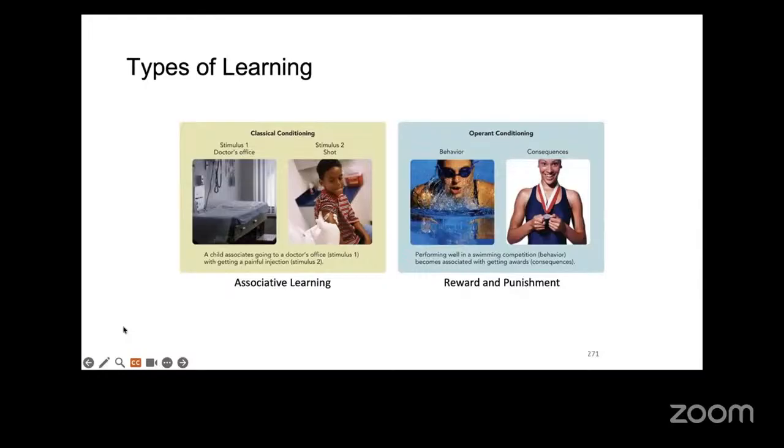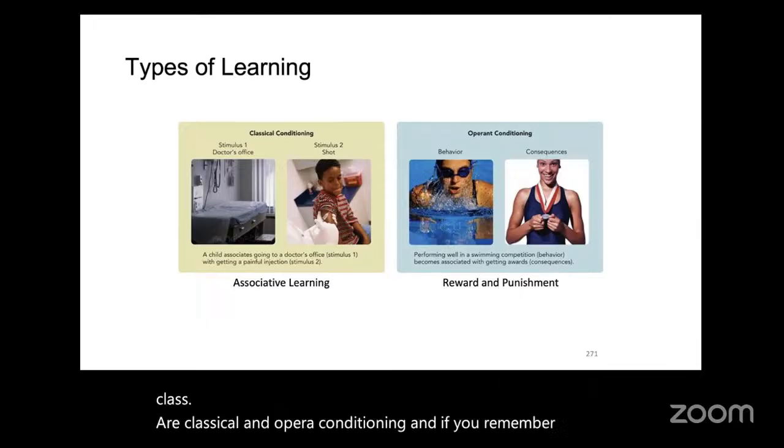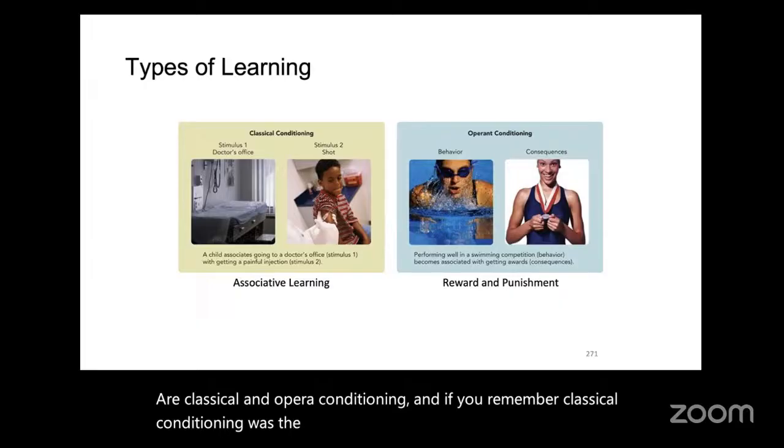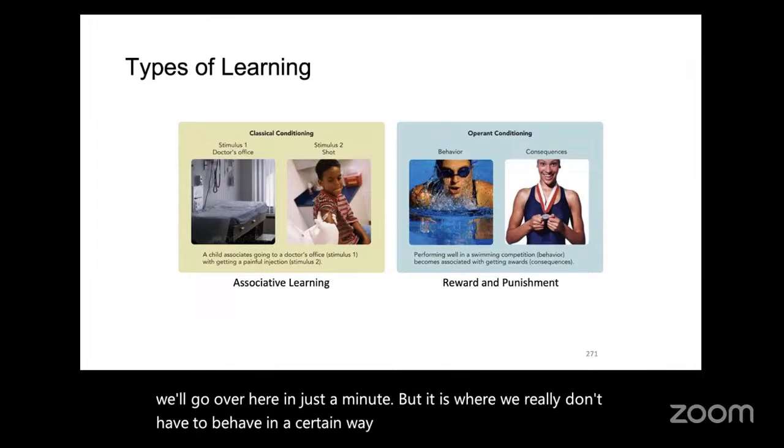Okay. So the first two types of learning that we're going to discuss in the class are classical and operant conditioning. And if you remember, classical conditioning was the Pavlovian dog and salivation study, which we'll go over here in just a minute. But it is where we really don't have to behave in a certain way to learn something.